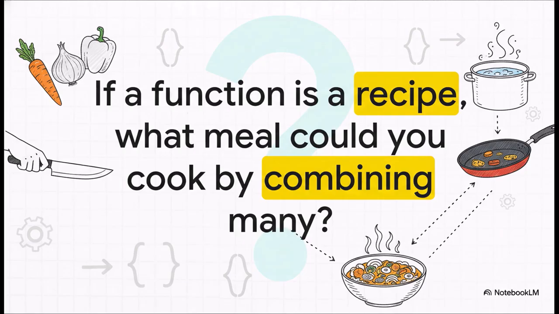We've seen how a single function is like one recipe, but the real magic, the real power of programming happens when you start combining them. If you have a function to chop vegetables, and another to boil water, and another to sauté, what incredibly complex program, what amazing meal could you create? That right there is the heart of building software.